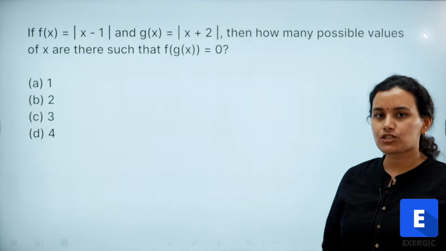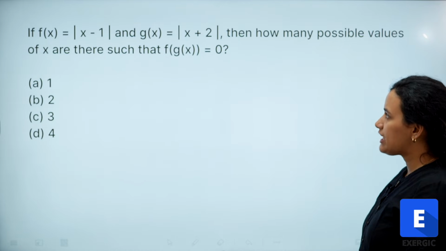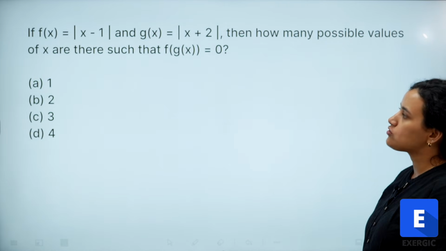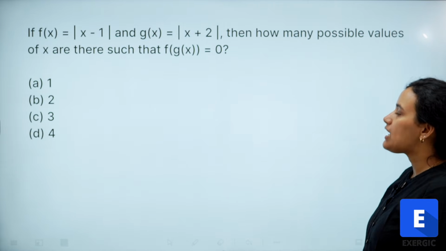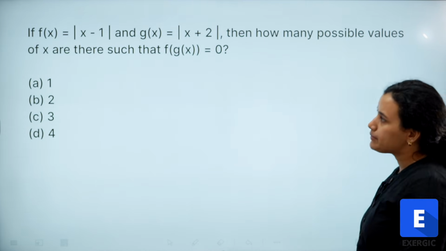Let us look at the next question. If f of x is mod of x minus 1 and g of x is mod of x plus 2, then how many possible values of x are there such that f of g of x is equal to 0? Simple question.